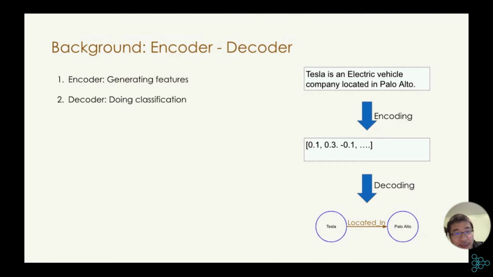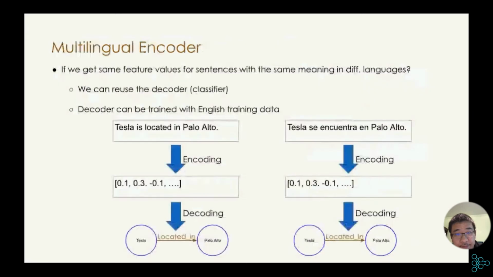So if you go to the next page, please. Yeah. So the idea is simple. If we can encode the same kind of features from both languages, then we can reuse the same decoder because the features are the same, right? If the features are the same for both English and Spanish, then the decoder part, the classification part, can be exactly the same. Okay, now all the challenge boils down to how we could generate the exact same kind of features from two different languages. Okay, next please.